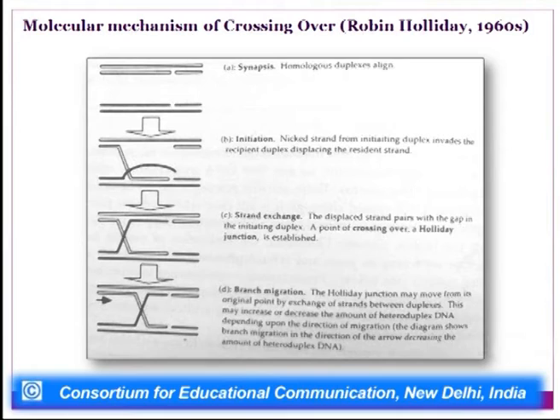The diagram shows the branch migration in the direction of the arrow decreasing the amount of heteroduplex DNA. So, as you can see, the branch will migrate and therefore it will keep on decreasing the heteroduplex DNA. So, starting from the synapsis in the zygotene stage up to the branch migration which is happening towards the diakinesis stage, this is the way the crossing over occurs.